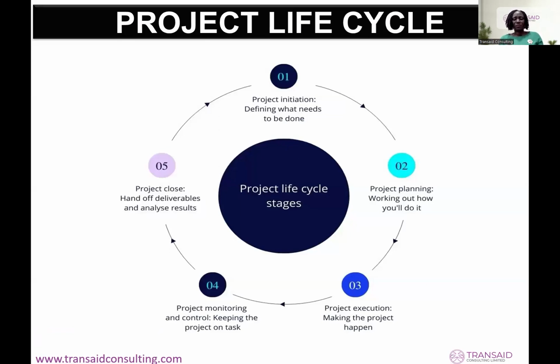So this is a pictorial depiction of the project life cycle. You have initiation, defining what needs to be done. You have planning, working out how you will do what needs to be done. Execution, making the project happen. Monitoring and controlling, keeping the project on track. Closure, handing off the deliverable and analyzing what you did right and what you didn't do right, so that you can deliver a better project next time.